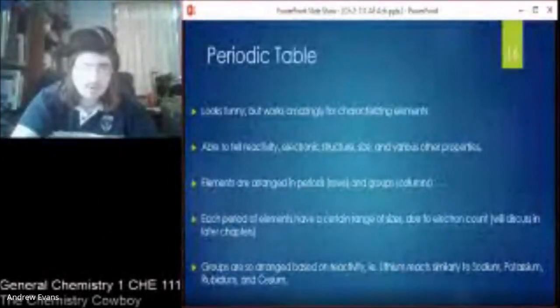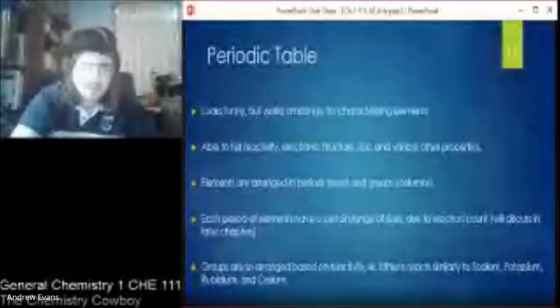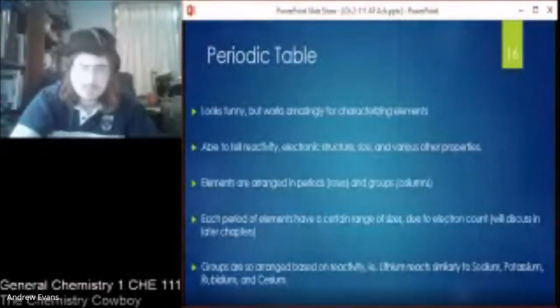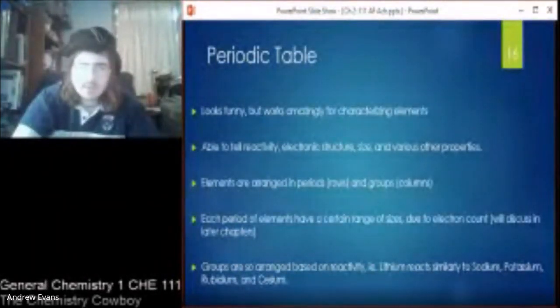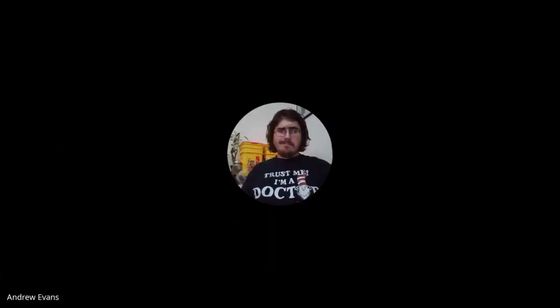Now, if we were in class, I'd say, hey, look on the wall. Look at that periodic table and look how it looks. It looks funny. It's not as boxy and straight and regular as we'd like, but if you know how to read it, it is really amazing when it comes to predicting and understanding the elements.